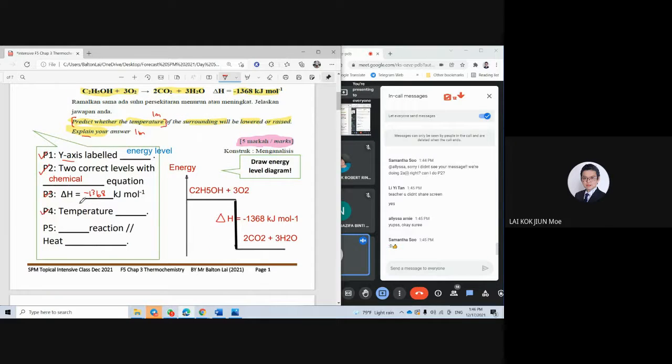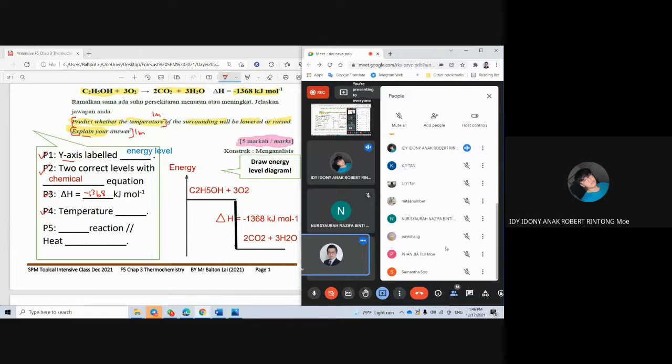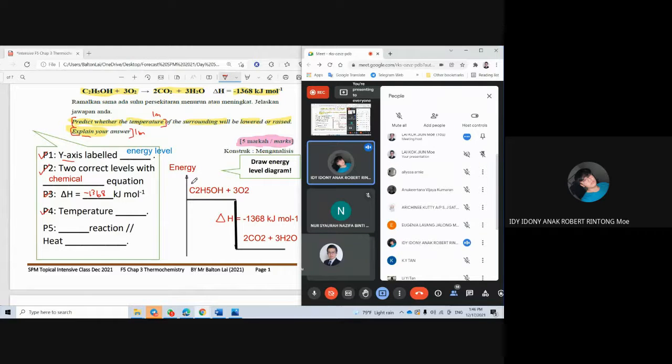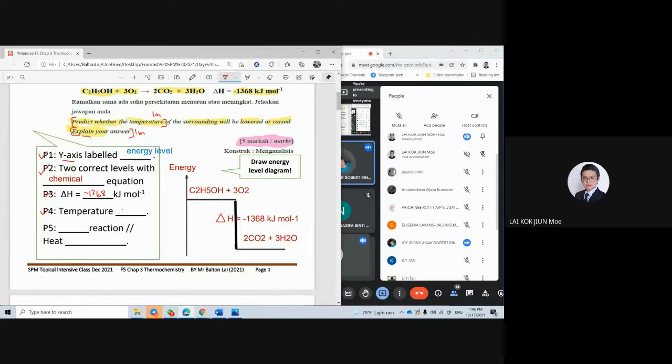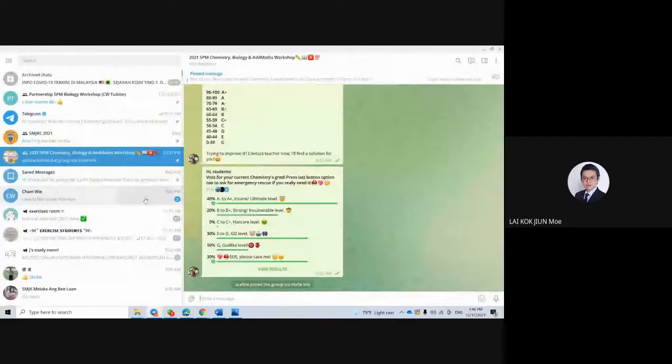Now you have two more points to go. Point number four, you have to do the explanation. So do you think the surrounding temperature will rise? Will increase. So yes, the temperature of the surrounding increases. Very good. If you have any problem with the notes, tell Mr. Lai.